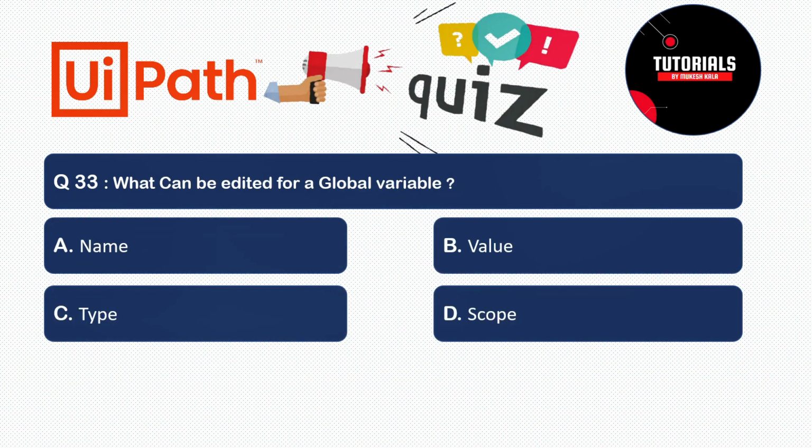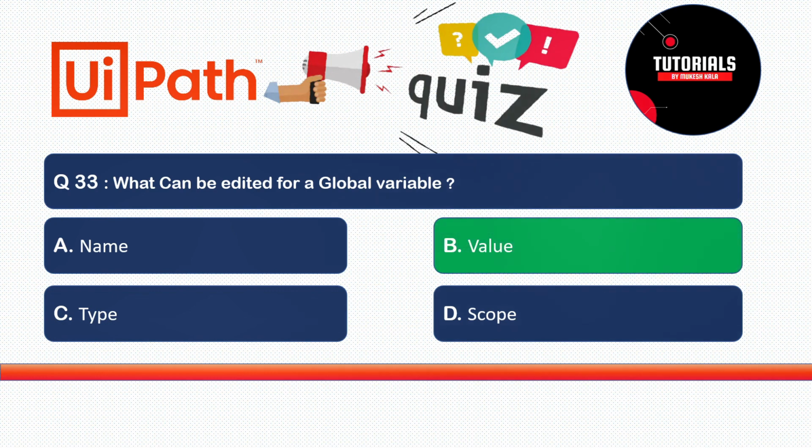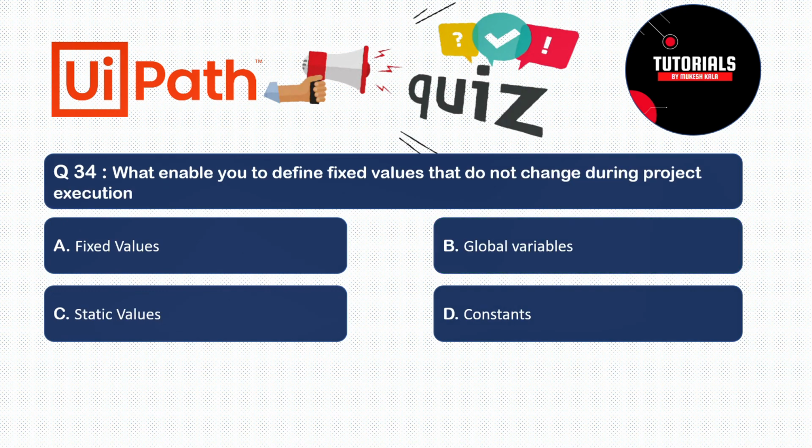Okay, so this is interesting. What can be edited for a global variable? Okay, I have created a global variable and now I am using it across my automation. What is the thing which I can change? So once I have defined a global variable, I can only change its value. You cannot change the name, you cannot change the type, and scope definitely is global, right? The only thing you can change is the value. Okay, moving to the next question.